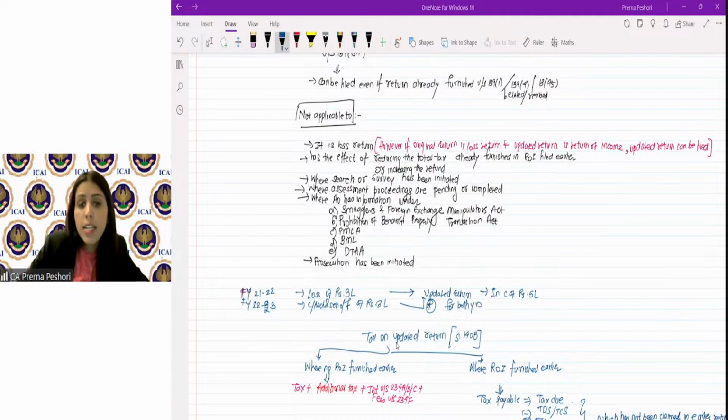Mansha, yes, they are sending notices on returns filed in the last 10 years. Even a completed assessment, yes, Mansha, we are going to learn about that as well in the next class, which is the reassessment.